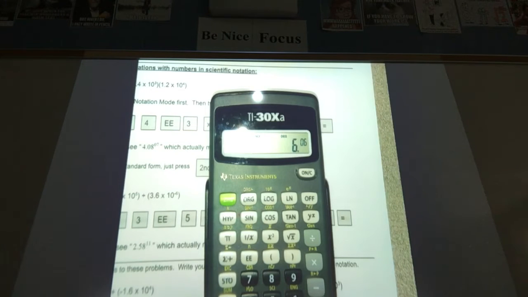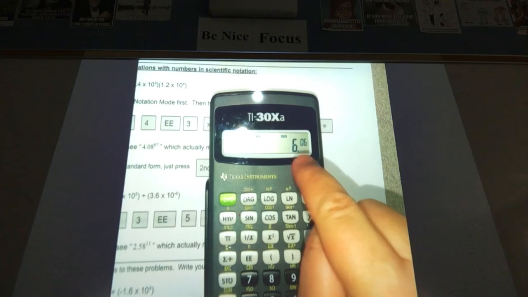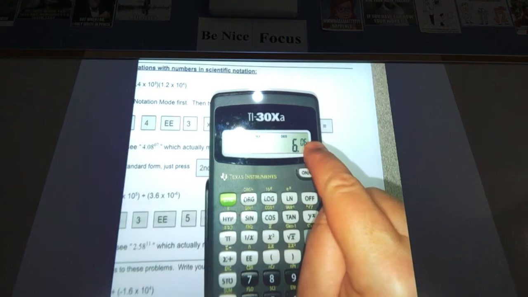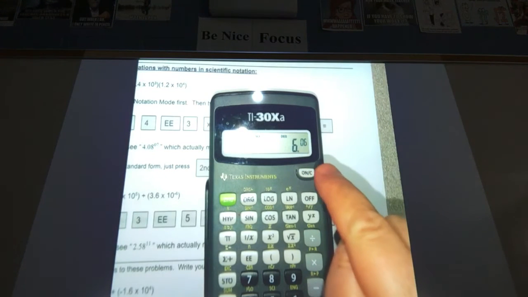Now, here's the issue with these calculators. That looks like 6 to the 6th power, but we know in scientific notation that the exponent goes on the 10. We'll talk about that again in a minute, but this really says 6 times 10 to the 6th power.